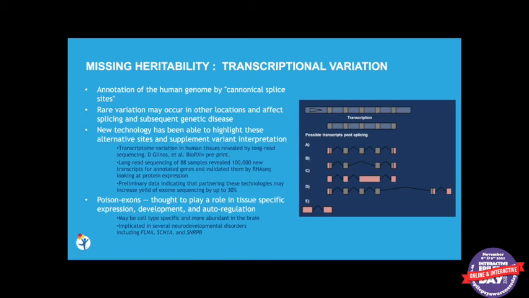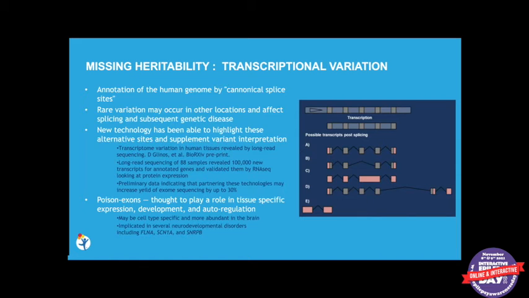However, there are other ways that that gene can be cut and pasted together, as you can see in the picture there. Is it possible that that is what is occurring in the brain, and that changes in some of those other splice sites that are less commonly used by the body is what is responsible for the epilepsy presentation? They have done some additional testing. We have some new technology that's able to highlight some of these alternative splice sites, which look a little bit different, and supplement interpretation of genetic testing.